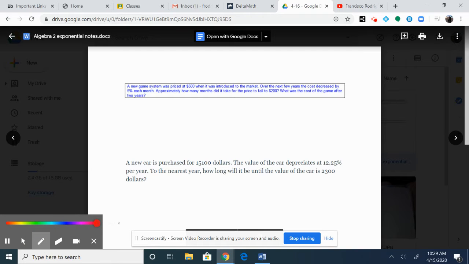Okay, so now we have a couple of examples where we have some word problems. Now it's very similar to what we were doing on Tuesday, except instead of the time, which is usually the exponent, now it gives us an answer, and so we are missing the amount of time.